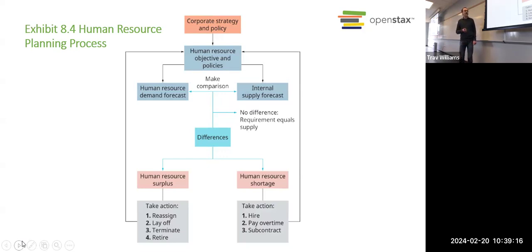So what if you don't have enough workers? Well, then you can hire some people, right? That takes a while though. And if you hire the wrong people, then it's hard to get rid of them sometimes. So another option, you could pay your existing workers overtime.